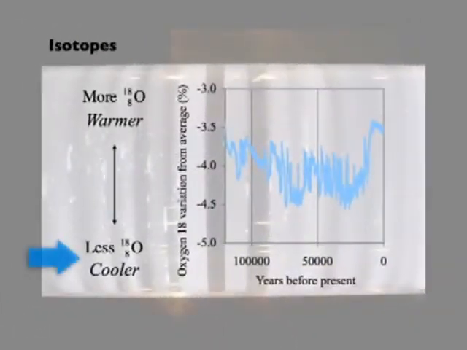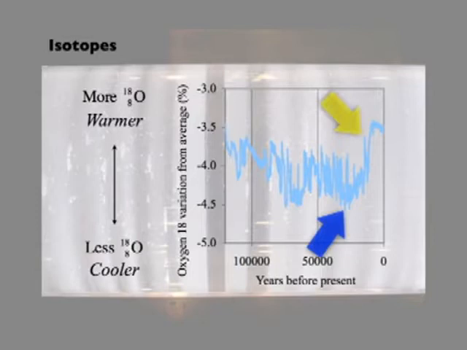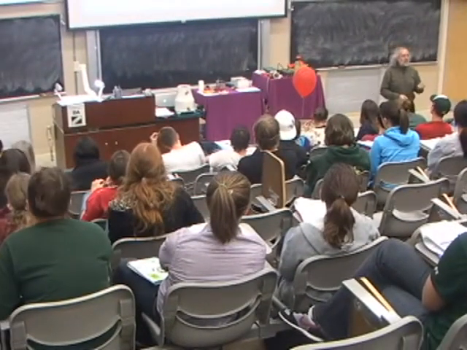If you have less oxygen-18, that means it's cooler. If you have more oxygen-18, that means it's warmer. So you can see it was getting cold, cold, cold, real cold here. That was an ice age. All of a sudden, about 10,000 years ago, it got warmer, the end of the ice age. So you can see broad trends in this temperature data. And that's just based on different isotopes. Not radioactive isotopes. They aren't radioactive. They're stable. But you can use them to do interesting things.